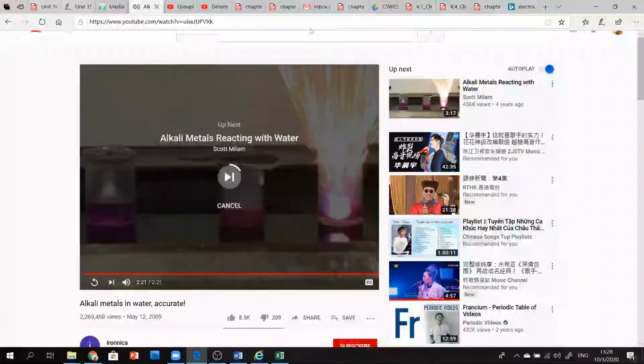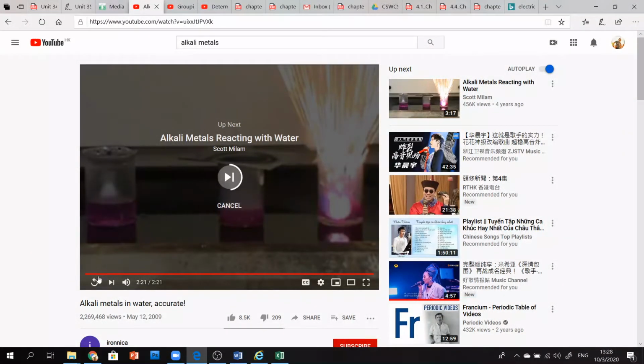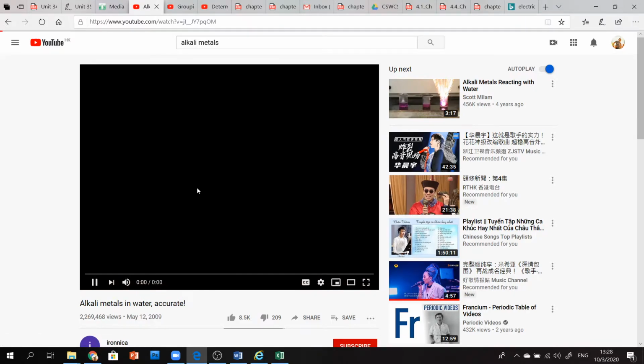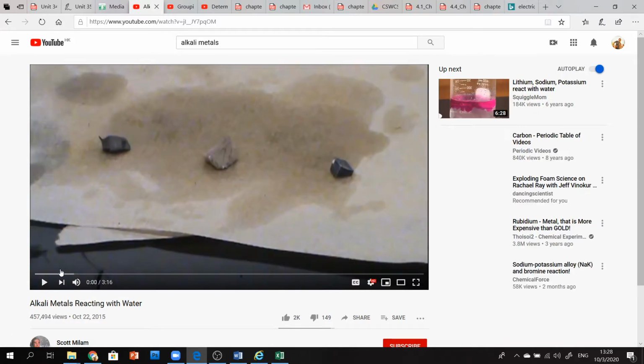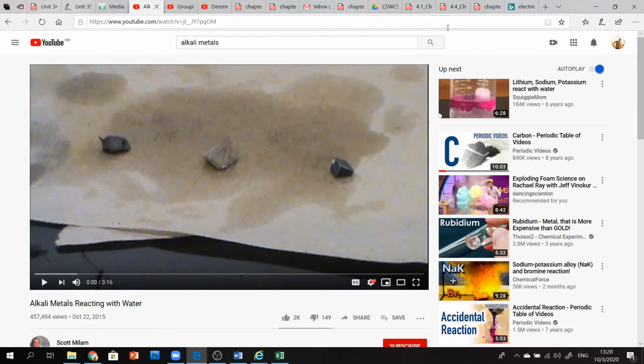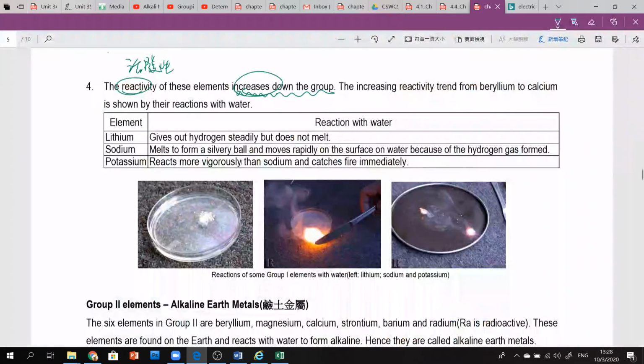So you may see we have got a very terrible observation, right? Especially for the last one. That's why those metals should be put under paraffin oil, because they react vigorously with water. So you may understand that the reactivity of these metals increases down the group. Very vigorous, so vigorous that it may cause explosion. We stop at all group 1 elements.